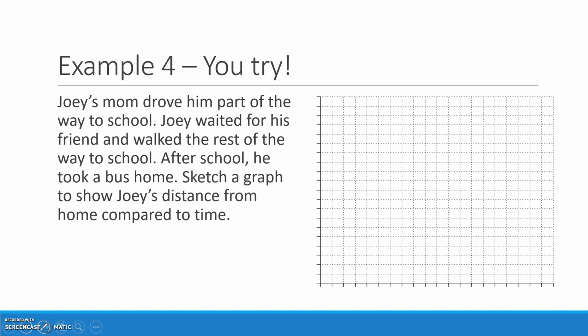All right, so Joey's mom drove him part of the way to school. So that's one thing that happened. Joey waited for his friend and walked the rest of the way to school. After school, he took a bus home. Sketch a graph to show Joey's distance from home compared to time. So again, I'm going to put time on the bottom down here. But now, instead of just being distance traveled, it's distance from home. So this one's going to look a little different.